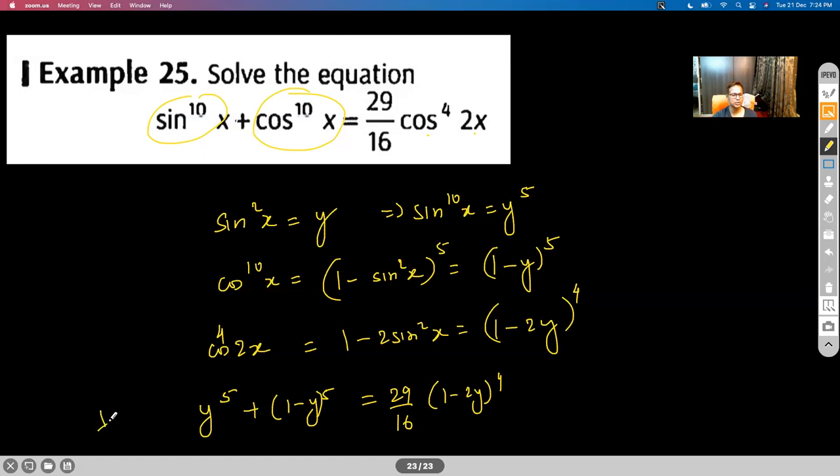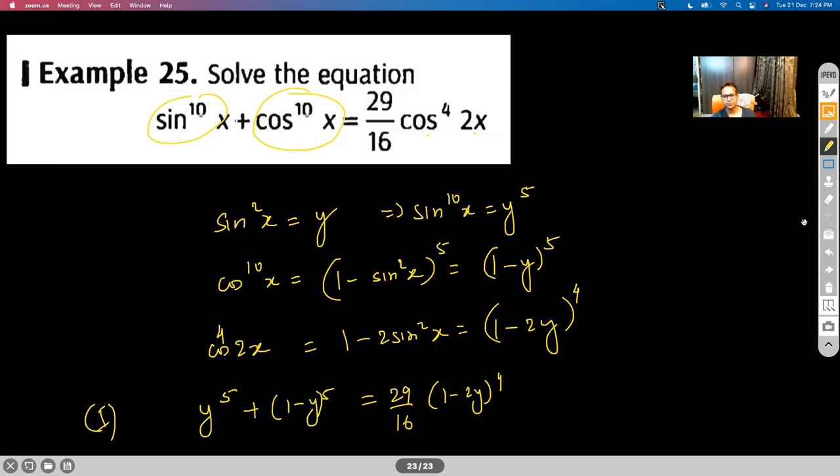Correct. This is one way to do it. But I will tell you a smarter way. Of course, you will simplify. You will get a fifth degree equation. By the way, it will not be a fifth degree equation. It will be a fourth degree equation, because when you expand it, you'll get minus y to the power 5, and that will get cancelled off. But I'll tell you a simpler way to solve this question.